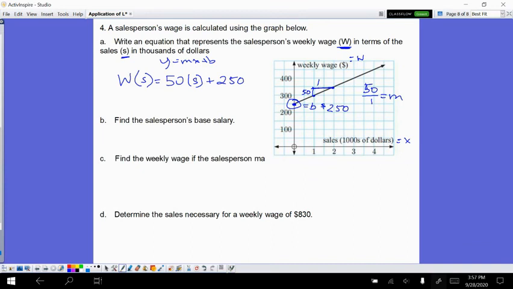So base salary, that would be before you sell anything. So if your sales are 0, how much are you paid? This is another way of asking for the y-intercept, which we've already found. That is 250.